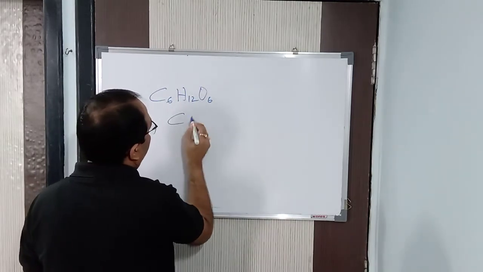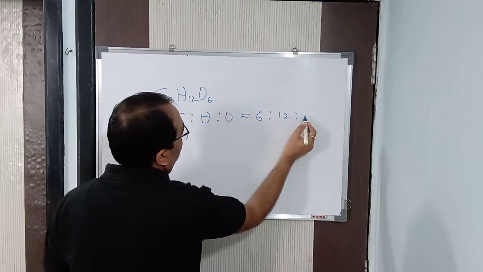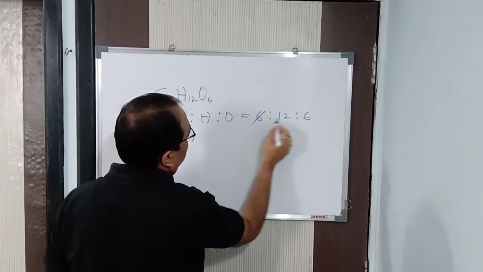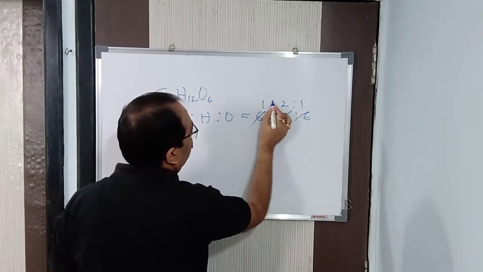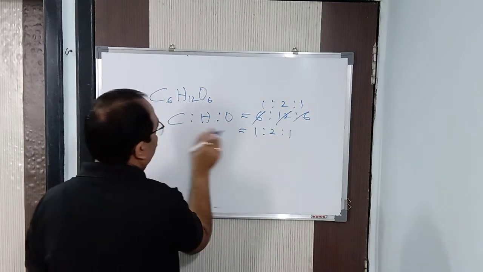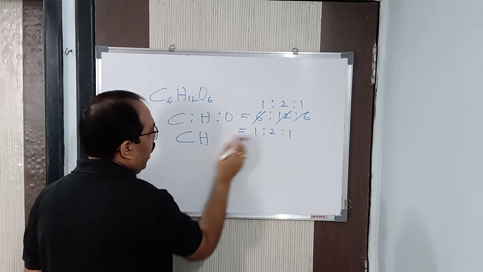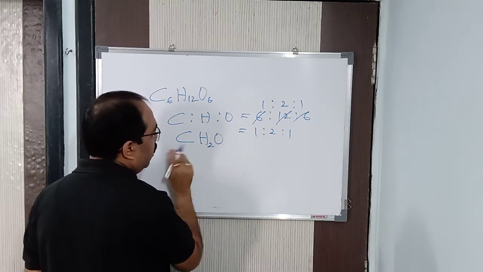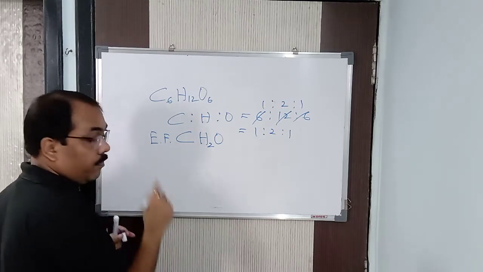What is the ratio between carbon, hydrogen and oxygen? It is 6:12:6. Cancel it. It will be what? 1:2:1. You got it. So what is the ratio we got here? 1:2:1. So the empirical formula will be what? C is 1, hydrogen is 2, oxygen is 1. So the empirical formula we got is CH2O.